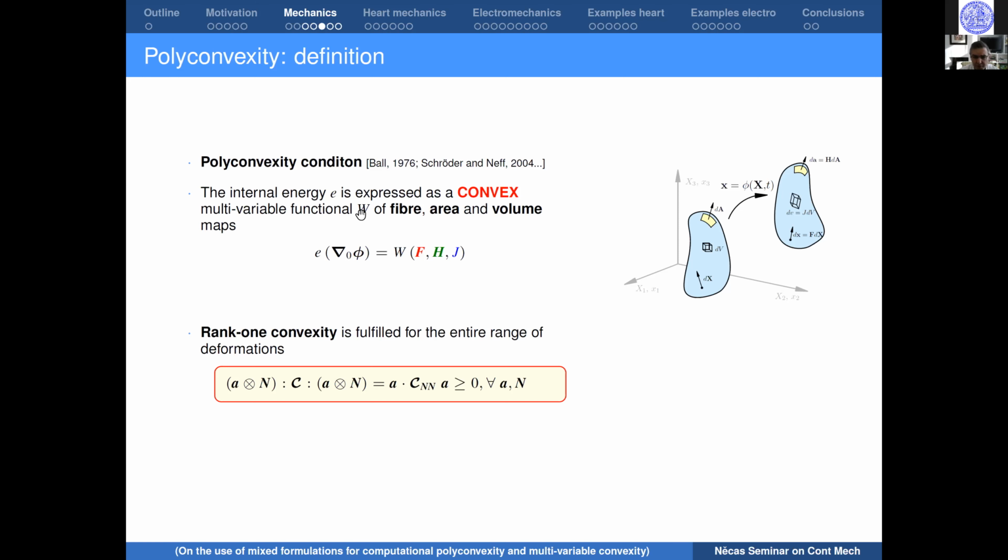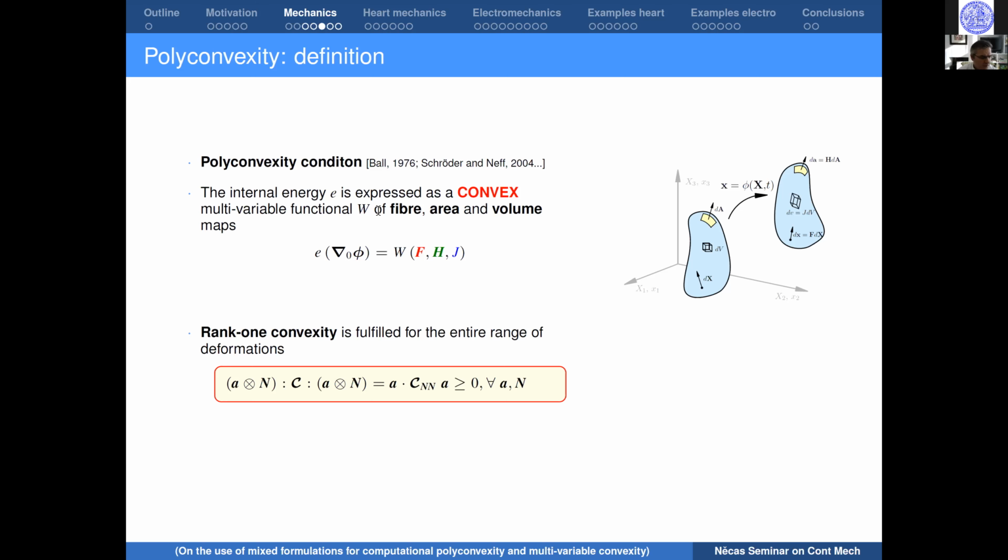And for those of you who are not aware, basically the internal energy of this hyperelastic material, in the case of disregarding electrical fields, what polyconvexity says is that it can be written as a function which is convex in these three arguments: F, the fiber map; H, the area map; and J, the determinant map. The beauty of this polyconvexity condition is that if you have polyconvexity in addition to further coercivity requirements, then you can guarantee the existence of minimizers.